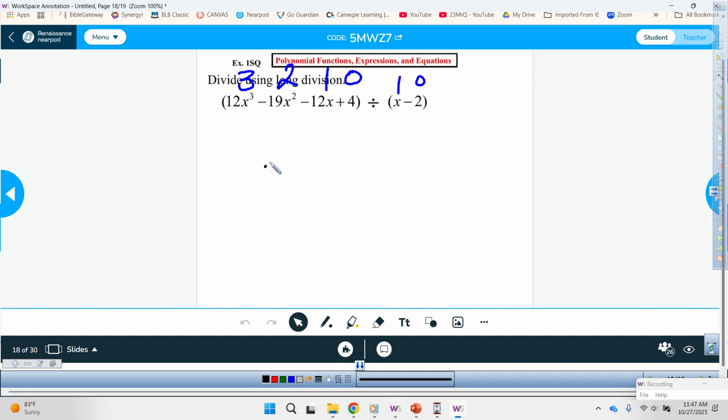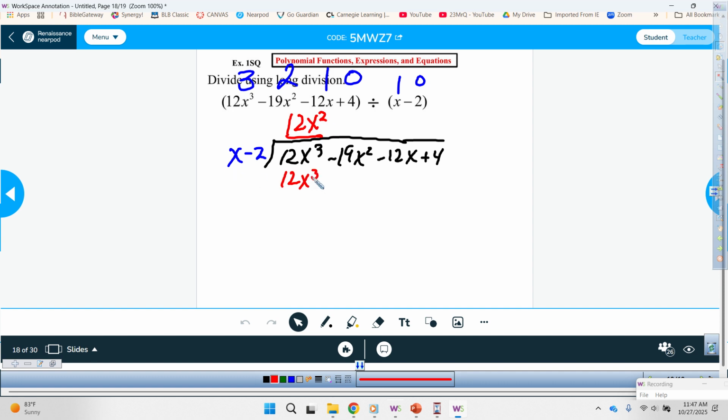From there, set up our division. 12x cubed minus 19x squared minus 12x plus 4 divided by our divisor, x minus 2. So, what number times x gives us 12x cubed? Let's go with the Hyman. 12x squared, that is correct. 12x squared times x is 12x cubed. 12x squared times negative 2 is negative 24x squared.